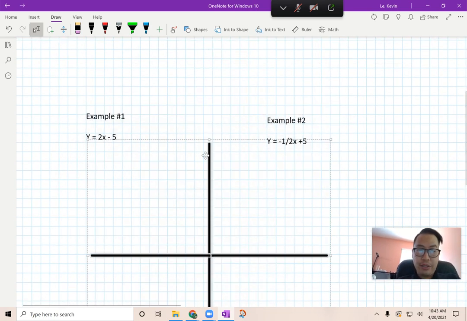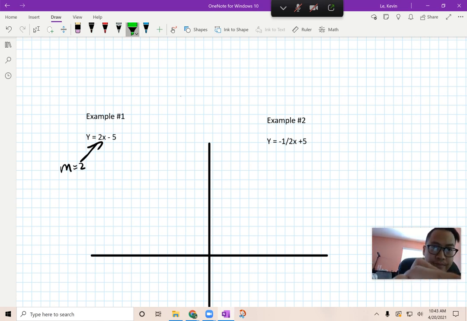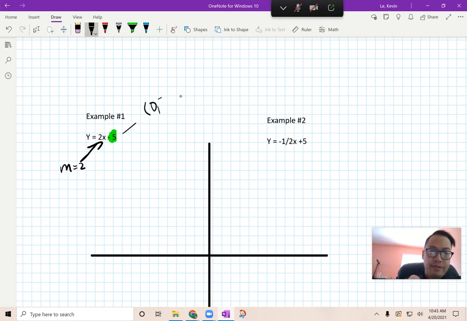My first example is y equals 2x minus 5. I know that m is always next to my x, so m is equal to 2. And then this right here, -5, is in the b position. So I know that's where my y-intercept is, at 0, -5. And let me not forget the negative.